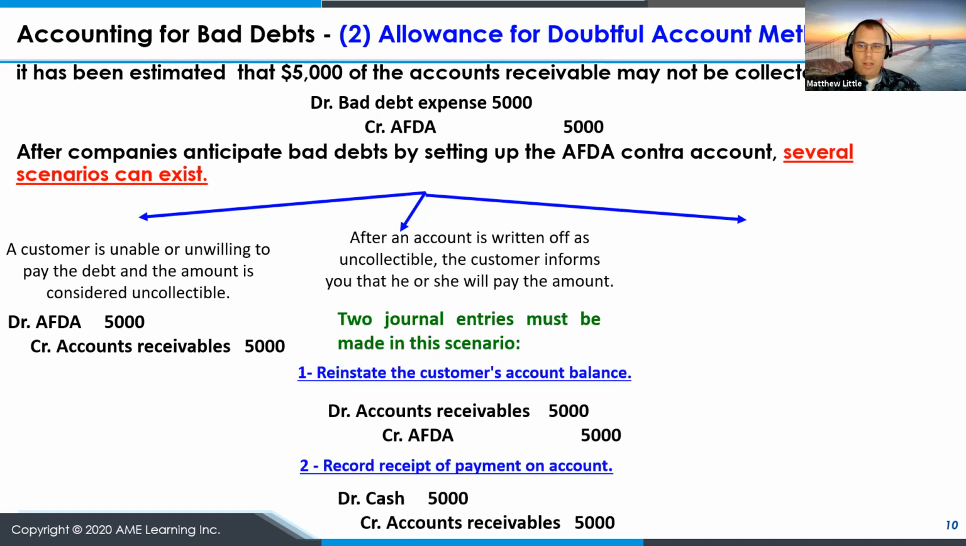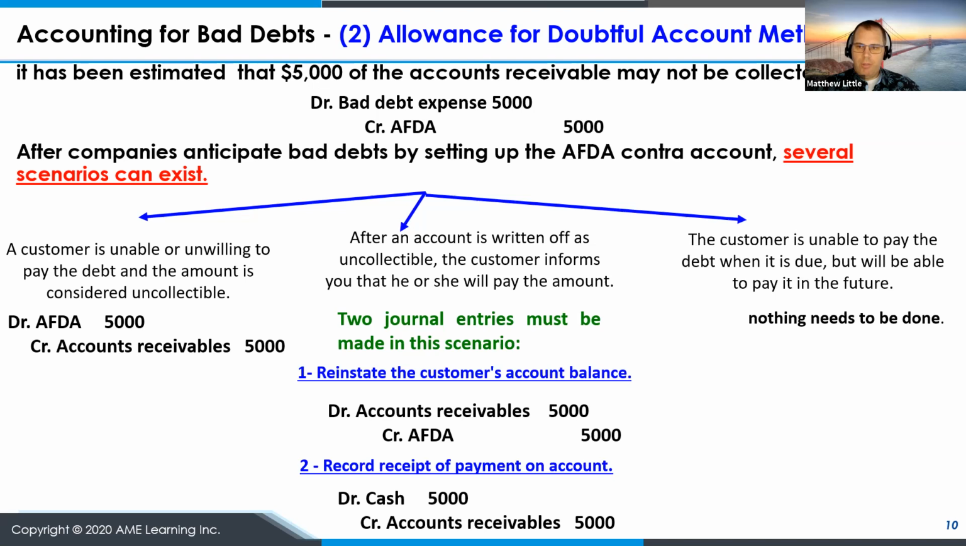Once an account's written off, the customer tells us that they will pay the amount. In this case, we need to reestablish the AR. So we'll credit the allowance for doubtful accounts and debit the AR for that customer for the amount that they're going to pay us later on. And in this case, we said it's $5,000. And then we will record the receipt just like we do in the other scenarios with the debit to cash and a credit to AR.